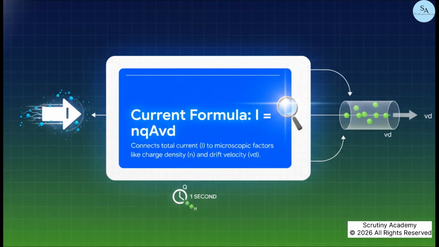Remember our very first definition? Current, I, is the total charge that flows past a point per second. And since we just calculated the total charge that moves in 1 second, boom, we've done it. We've derived the formula I equals NQ/AVD.